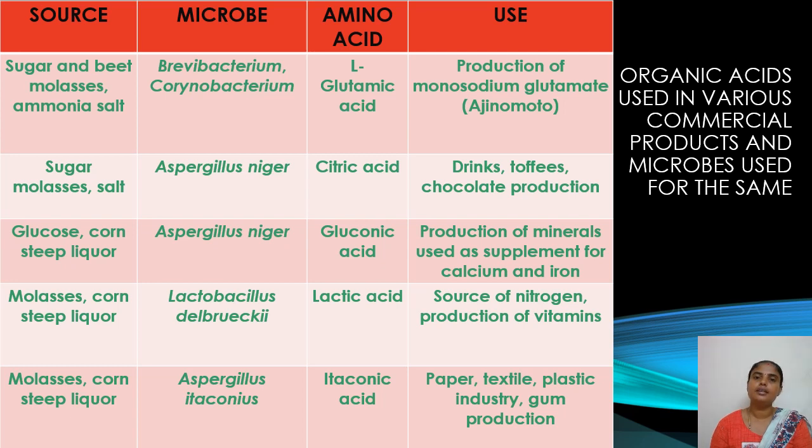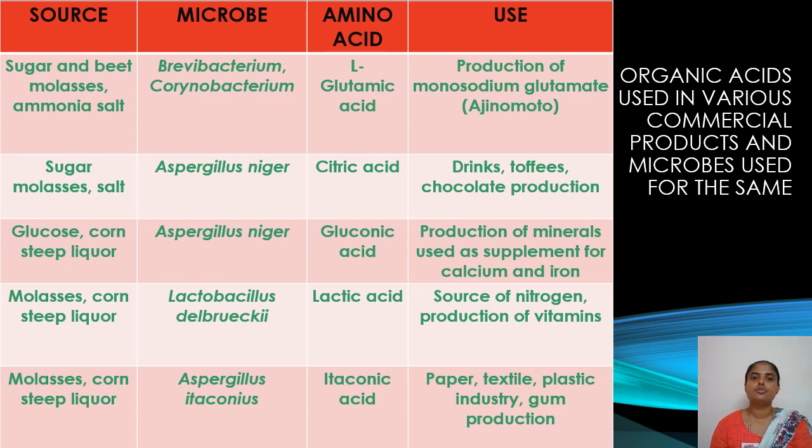To impart taste and flavor, many organic acids like glutamic acid and citric acid, which give us our taste, are used. Microbes are used for production of these organic acids. This slide and the table give you a detailed view of which acids are produced using what kind of microbes and what is the source from which they are produced.